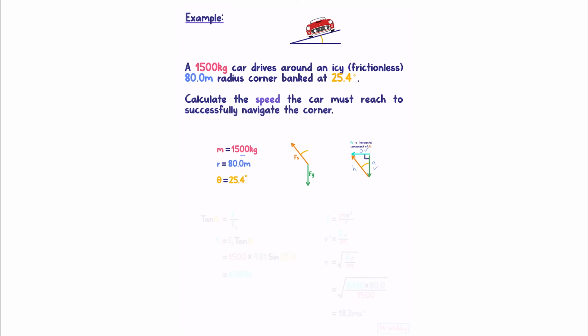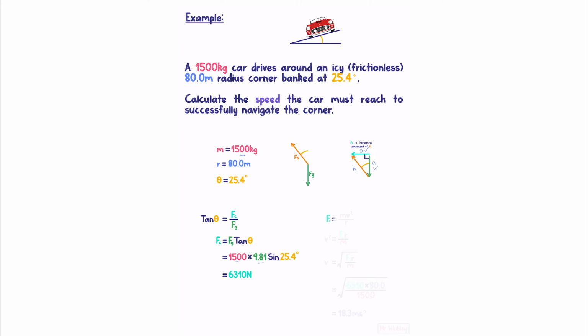This means that we need to use the TOA in our SOHCAHTOA relationship, which means that tan of our angle is our opposite, which is our centripetal force, divided by our adjacent, which is our gravitational force. Multiplying both sides by Fg and swapping them around, we just need to put in our numbers, where our gravitational force is just mass times the acceleration due to gravity, giving us 6,310 newtons.